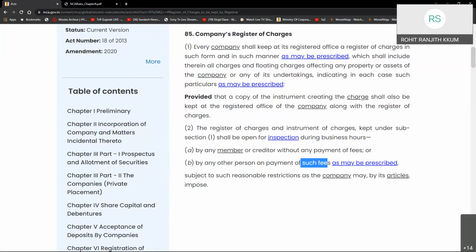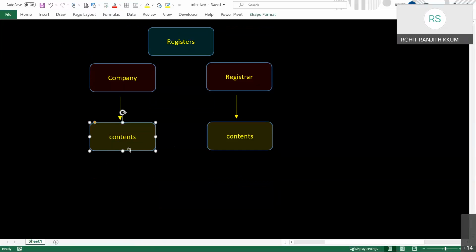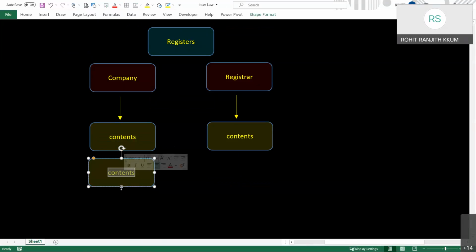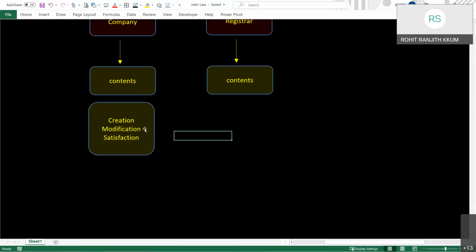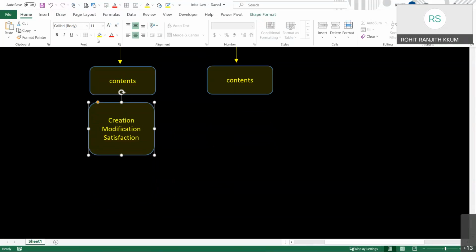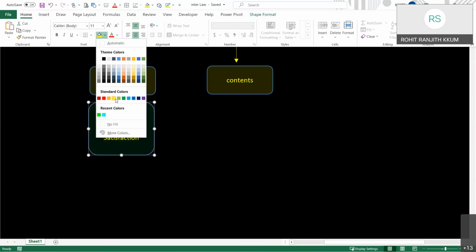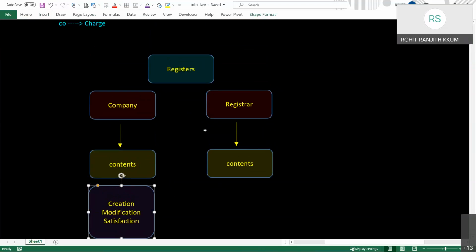So what does it mean if you look at the register maintained by the company? What are the contents? Basically I can say the contents have three types: details about the creation, details about the modification, and details about the satisfaction. Now one more question that can come in your exam is about the inspection. For whom is the charge register available free of charge? Who are the people from whom money will not be charged?